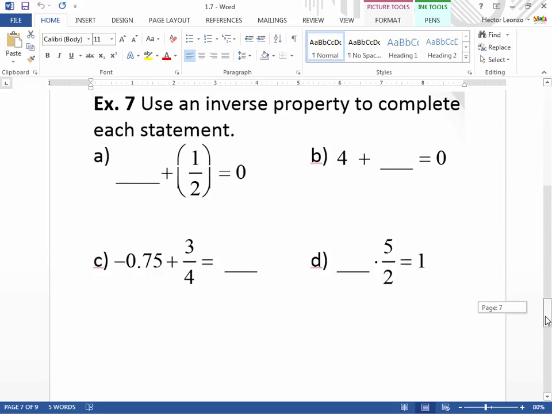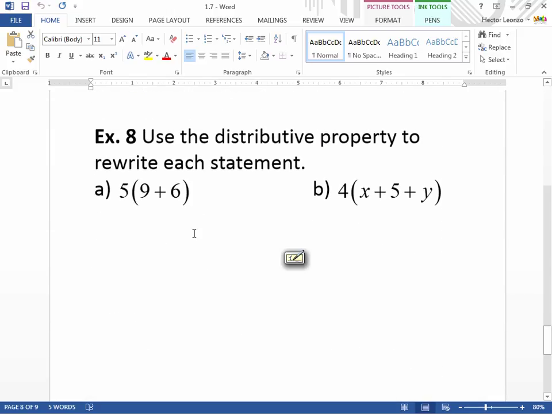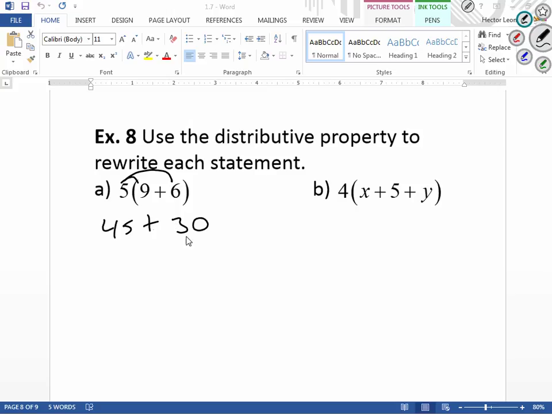Lastly, my last example for this lesson, oh, my second to last, we're going to use the distributive property. We're going to multiply the number on the outside to the terms on the inside. So first, 5 times 9 is 45. Then I have a plus sign. 5 times 6 is 30. I'm not going to combine. We can do 45 plus 30. We know that's 75. But I'm just going to leave it as 45 plus 30 because I just want to emphasize that on distributive, we multiply the number on the outside to the terms on the inside.